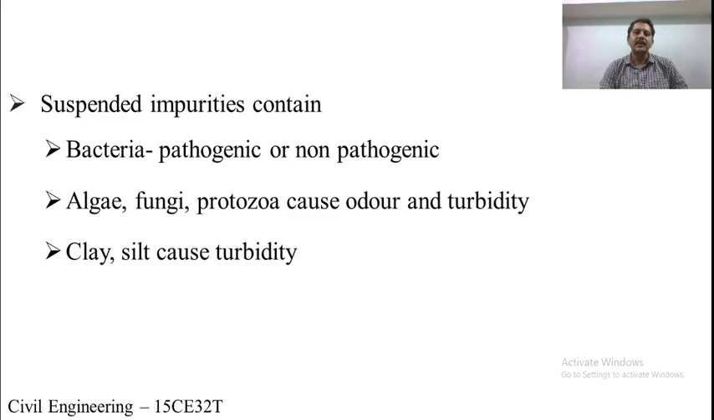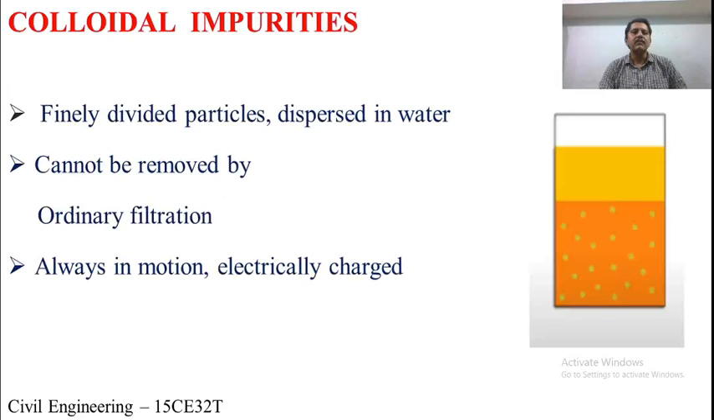Clay and silt cause turbidity. Clay means muddy particles, that is ಜೇಡಿ ಮಣ್ಣಿನ ತರದ ಪದಾರ್ಥಗಳು. ಸಿಲ್ಟ್ ಅಂದರೆ ಹುಳು ಮಣ್ಣು ಅಂತ ಕರಿತಿರಲ್ವಾ. So clay and silt cause turbidity. So muddy like appearance is formed due to the suspended impurities. So the first type is the suspended impurities.